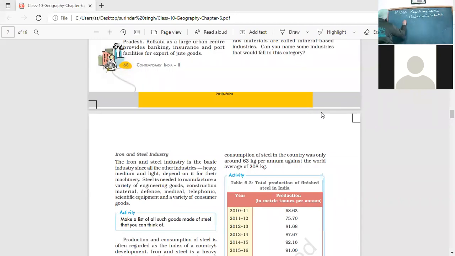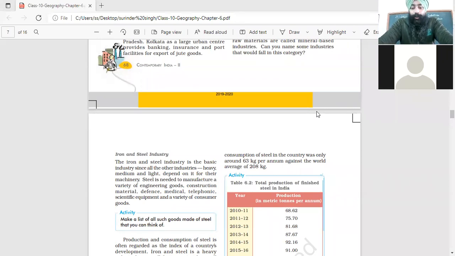The first is the iron and steel industries, which are also known as basic industries. Why? Because these industries provide a base to the economy. Their products are used in a number of other industries. For example, for the manufacturing of machines, we need iron. Iron is needed for setting up infrastructure. That's why they are known as basic industries.